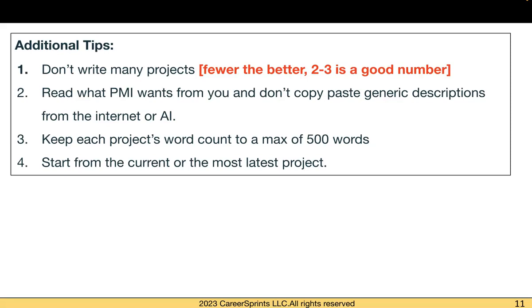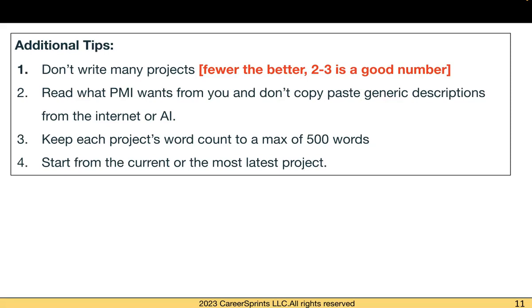This person came to us and wanted help to rewrite the application, and we consolidated all of those 17 projects and brought it down to 2 projects, and the application got through. So focus on the quality of what you write and not on the quantity. My personal suggestion to everyone is to choose 2-3 projects at max that you can show on the application. It's a good enough number and PMI will approve it.